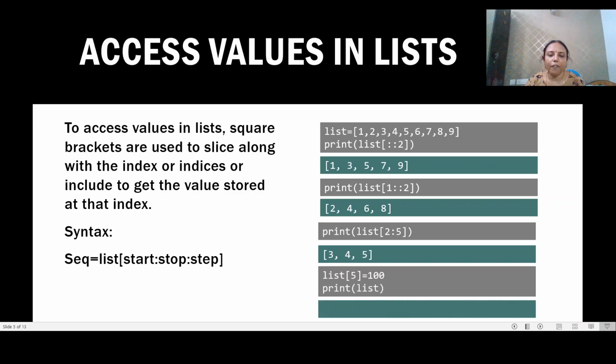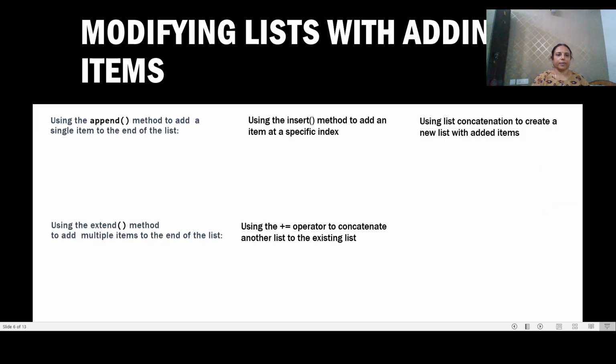Then list of 5 is equal to 100. That means I am assigning a value to the existing list. I am telling that in the index of 5, store this value 100. So this is 0, 1, 2, 3, 4, 5, and 6 will be replaced with 100. So you will get the output like this. This is how you access the values in the list.